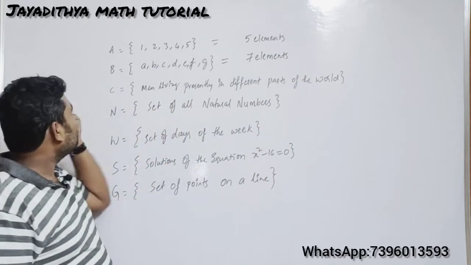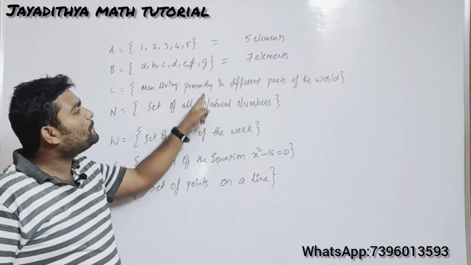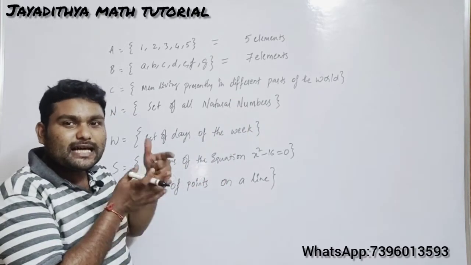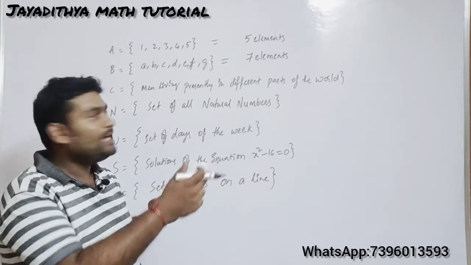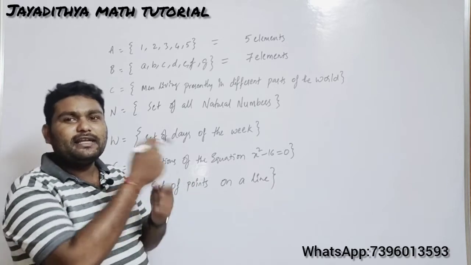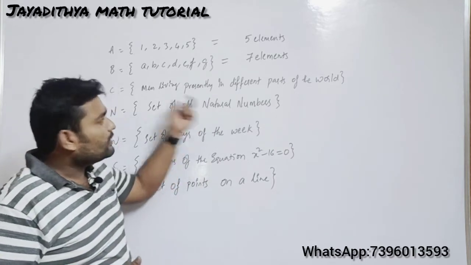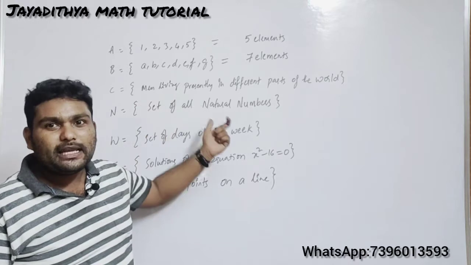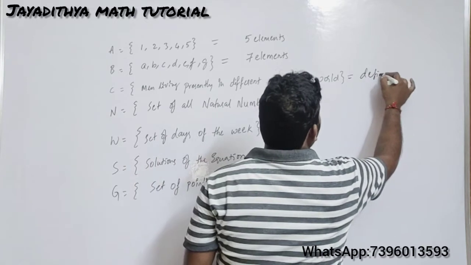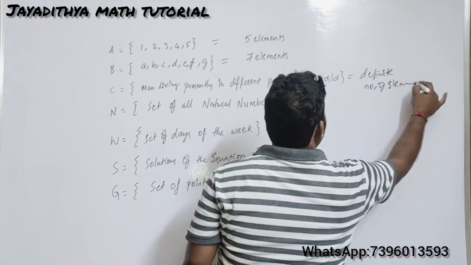And let us see the set C. What does the set C contain here? Men living presently in different parts of the world. So this is nothing but a collection of people presently living in different parts of the world. The number might be bigger, but definitely there will be some number, approximately 700 crores like that. So we can easily say that we have some definite number of elements here.